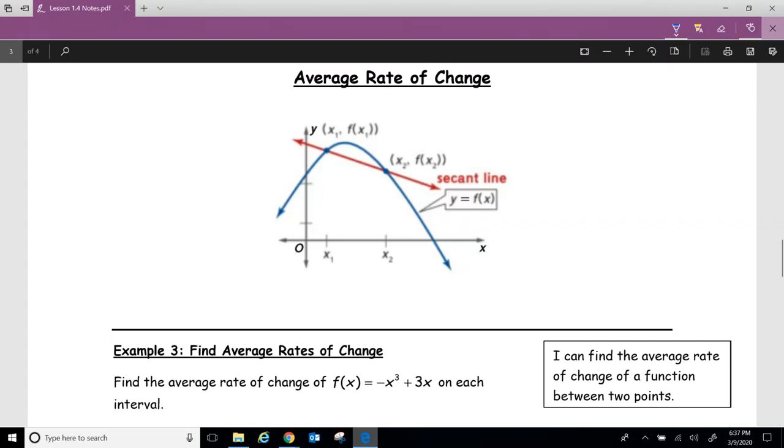Welcome back to lesson 1.4. We're on example number 3. We're going to be looking at average rate of change.